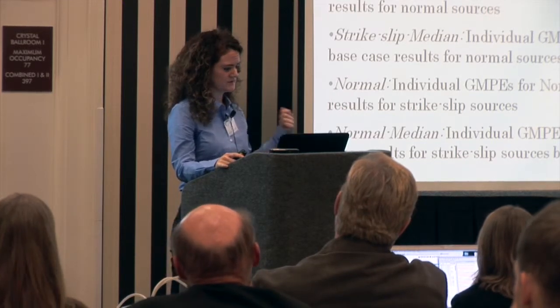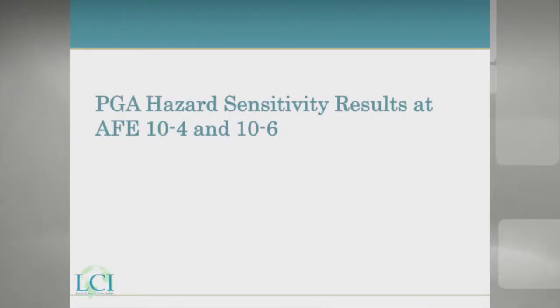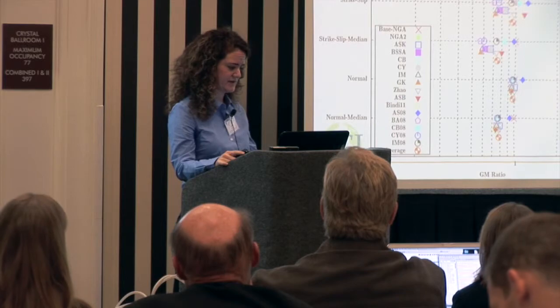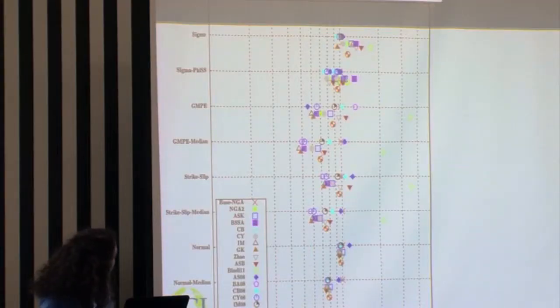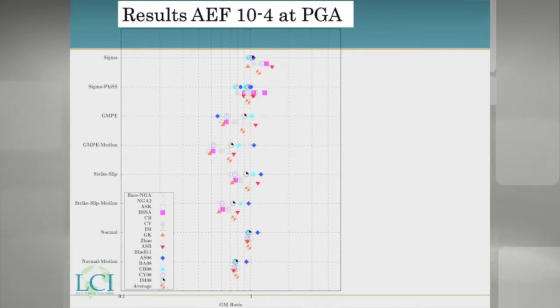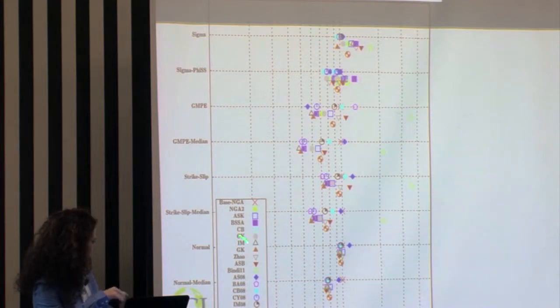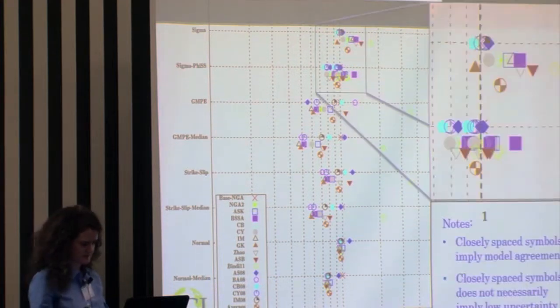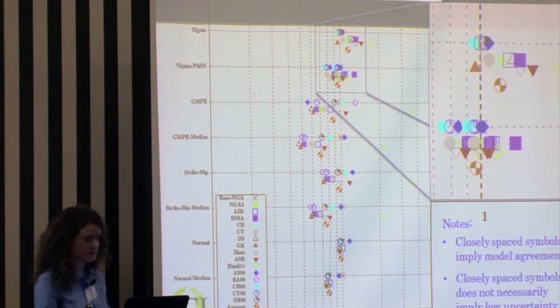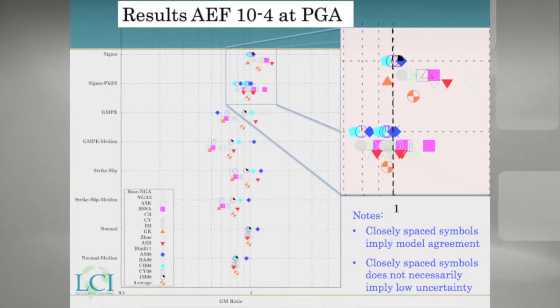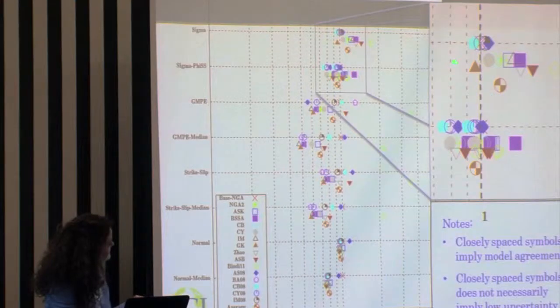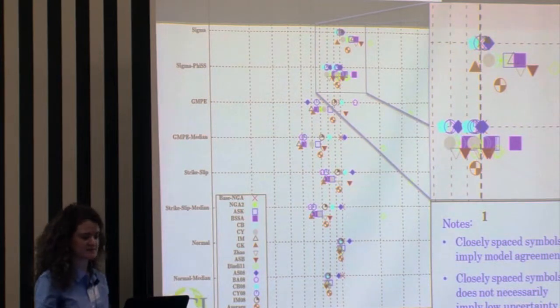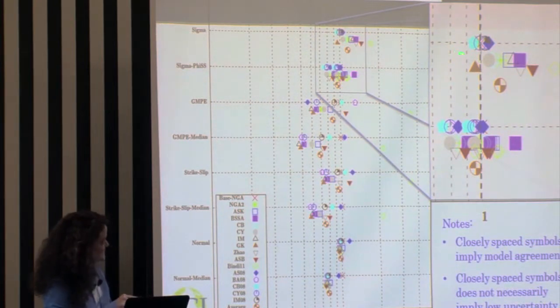Okay, so now I'm going to be showing you results for PGA at 10 to the minus 4 and 10 to the minus 6. Starting with 10 to the minus 4, here's a plot similar to what Nick showed. It's a little bit difficult to see. These are the results, and we can see that we have this sigma all the way down to the normals. It's a little difficult to see, so I blew it up a little bit for you. So here's sigma, and here's sigma VSS. What you can see is that the 2008 models cluster together, as expected, around 1 for the sigma, because this is our base case.